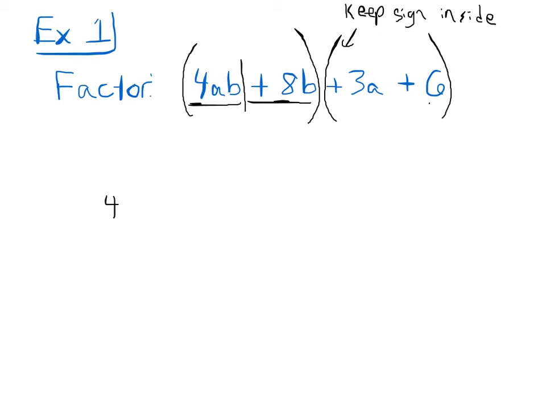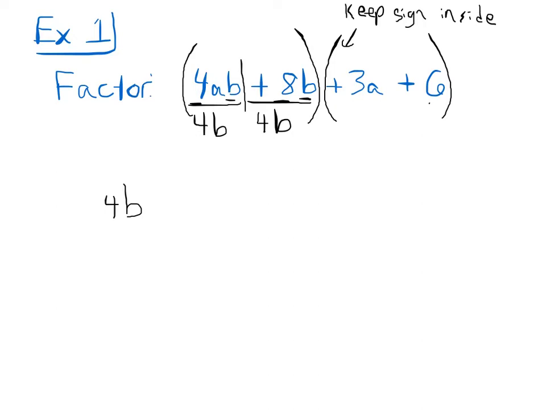Now, do they have any variables in common? And the answer is yes. They both have a b. So I could also factor out a b. Okay, so my GCF is 4b. So I'm going to factor out of each of these terms a 4b.